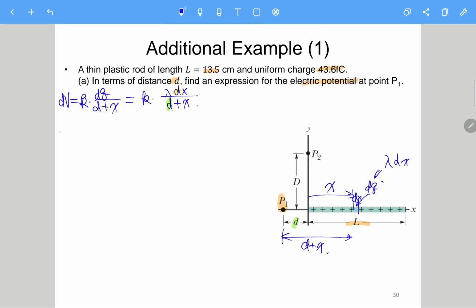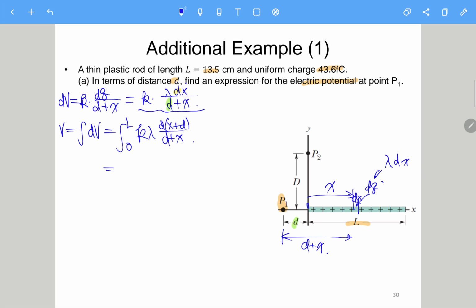Okay, so when we need to calculate the total potential, V equals the integration of dV, and then we can substitute this term into here. So we have k lambda x dx over d plus x. Actually, we need to integrate from 0 to capital L. So d plus x is actually the same because d is a constant relative to x.